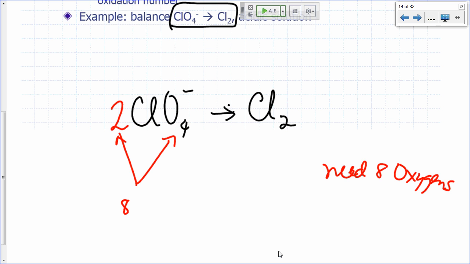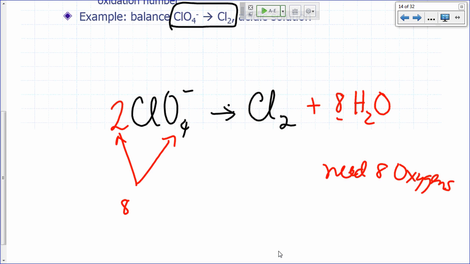On the right, how do I get 8 oxygens? I add water. So how many waters would I need to add? I add 8 waters. For every oxygen I need, I add a water molecule. Okay? Now, I balance my oxygen, right? 2 times 4, 8 on the left, 8 times 1, 8 on the right.